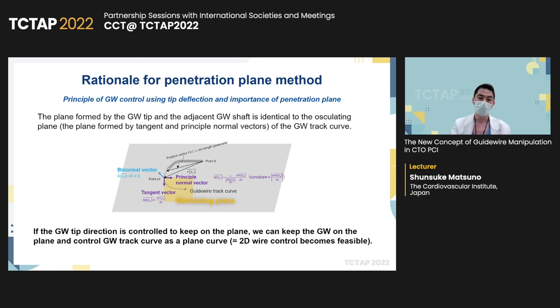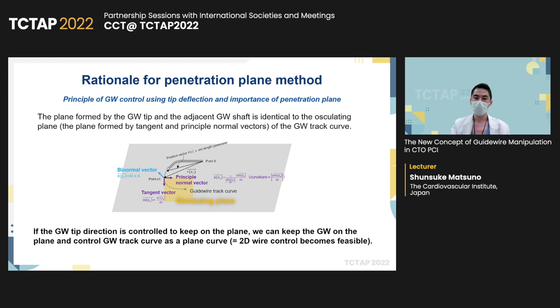Therefore, if the guide wire tip direction is controlled to keep on the plane, we can keep the guide wire on the plane and control the guide wire track curve as a plane curve. That means 2D wire control becomes feasible on the penetration plane.